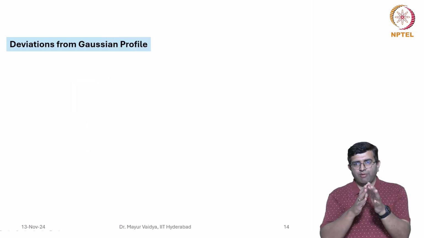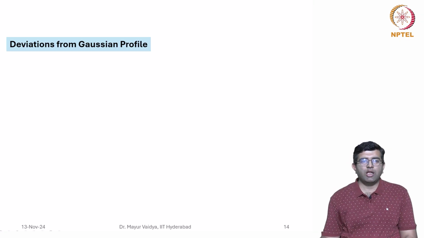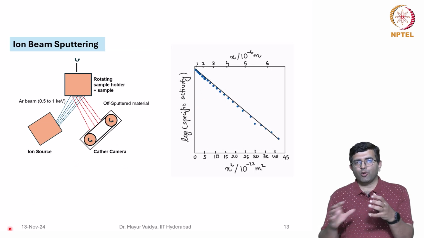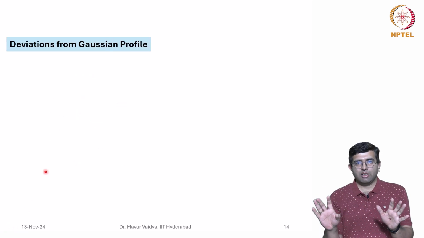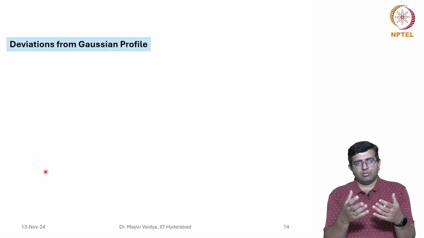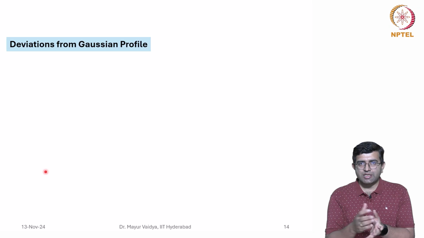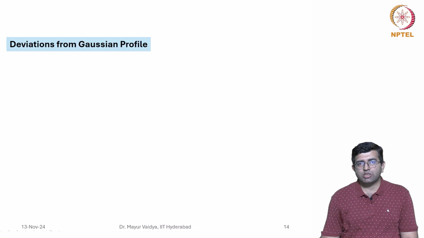So if everything is fine, then you get a nice Gaussian profile. You get a very nice linear fit like this. The slope you measure gives you a diffusion coefficient, and it is all fine. But always you get certain complications in real systems. So what are the possible deviations that can occur in these Gaussian profiles?